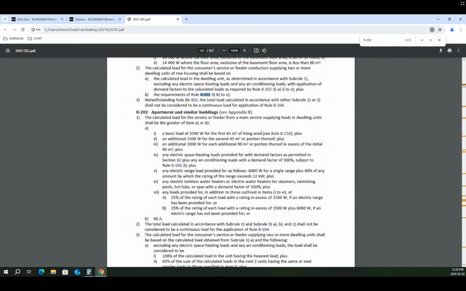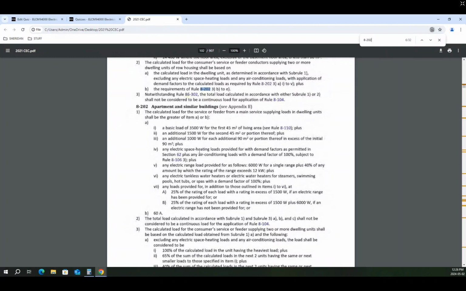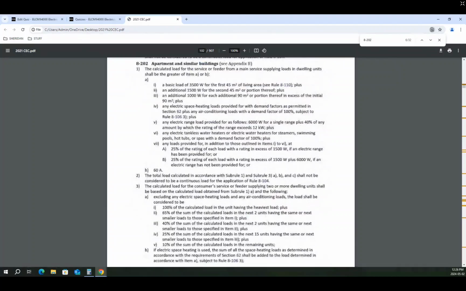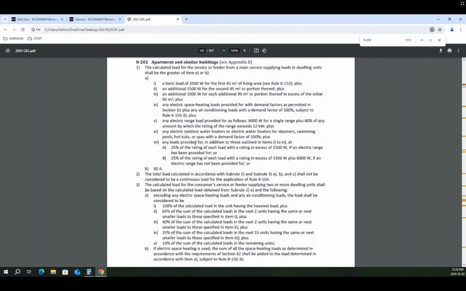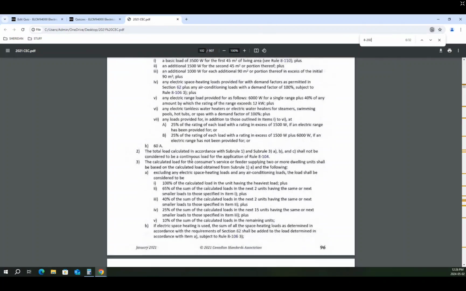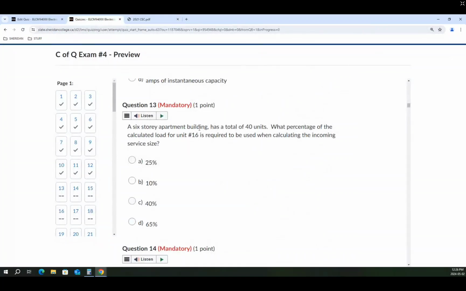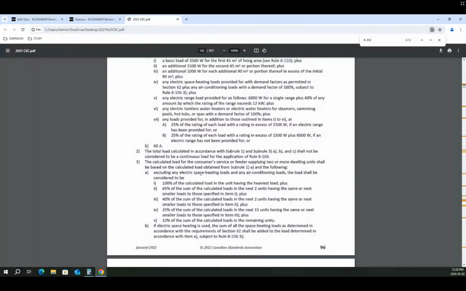4,500 square feet, 1,500 watts. So we want to do not that one. We're looking for the calculated load of the consumer service. So it's saying the 6-story apartment building has 40 units. What percentage of the calculated load for the 16th unit is required? So right here.